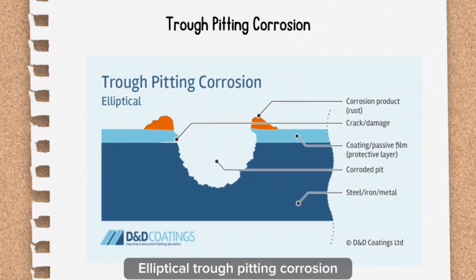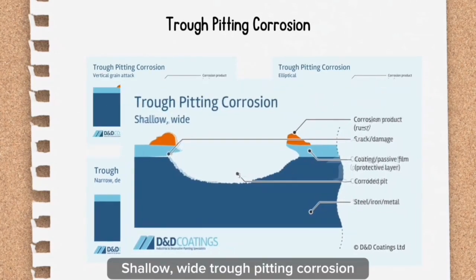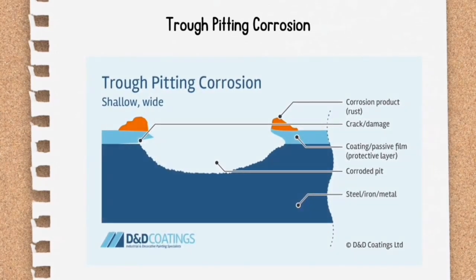Elliptical trough pitting corrosion. Narrow, deep trough pitting corrosion. Shallow, wide trough pitting corrosion.